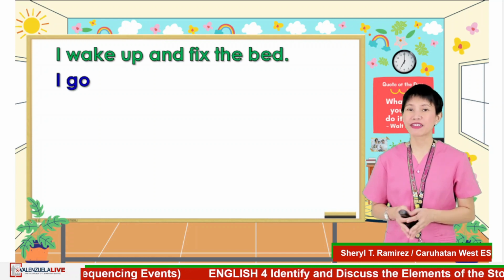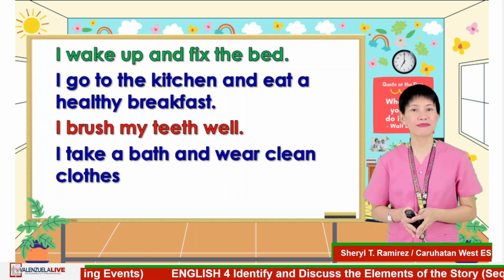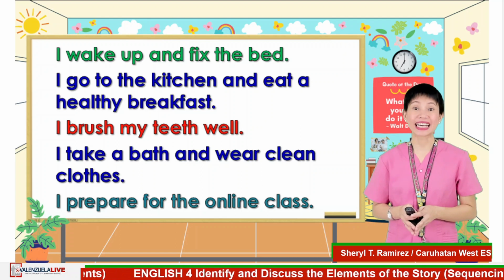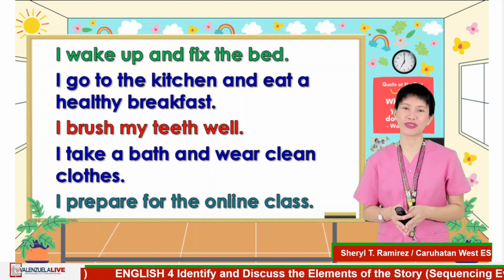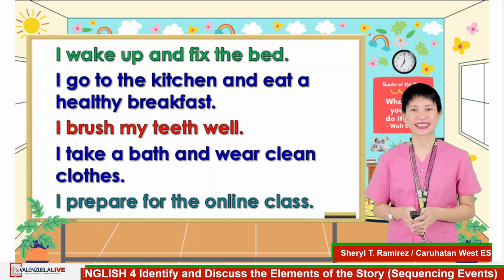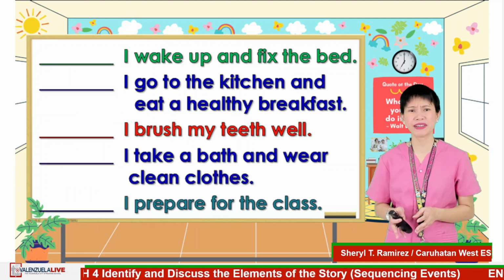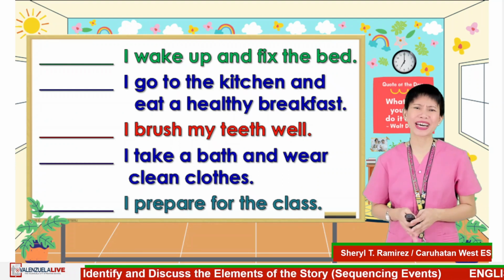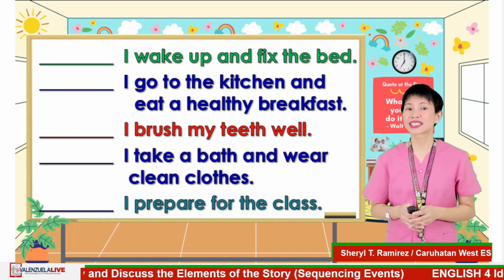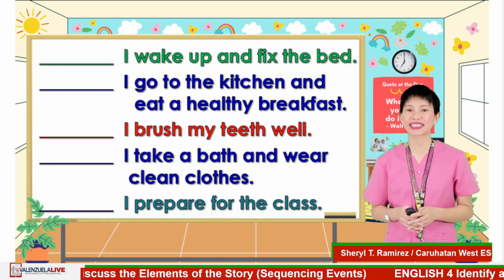I wake up and fix the bed. I go to the kitchen and eat a healthy breakfast. I brush my teeth well. Take a bath and wear clean clothes. I prepare for the online class. Can you tell which of these activities I do first every morning? Yes, it's quite confusing. Please help me insert some words to know the correct order of my daily activities.